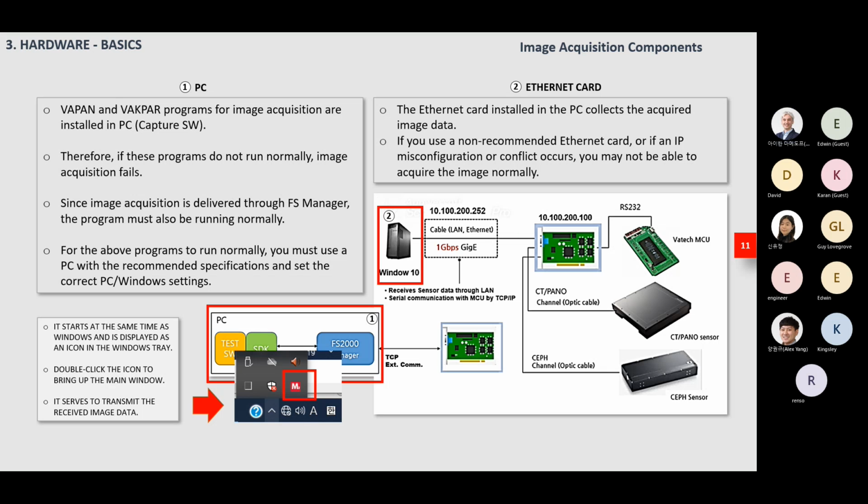So you need to check, if there are any problems with acquisition, or the client complains that he or she cannot acquire the image properly, then you will need to check if this one is on. Usually it's automatically on, but just in case, it will be better to check both the communication cables and also if FS2000 is on. All right.